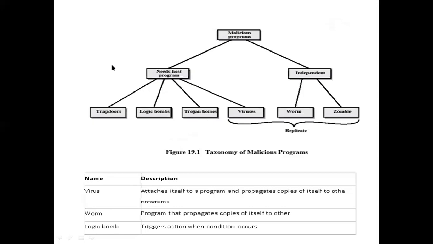Some viruses need a host program, or they need a medium to travel. So there are two types of viruses. One is the independent virus. They don't need the help of anyone to travel. The other type of viruses need a medium to travel. Those kinds are the trapdoors, logic bombs, Trojan horse, and some viruses also come under that.